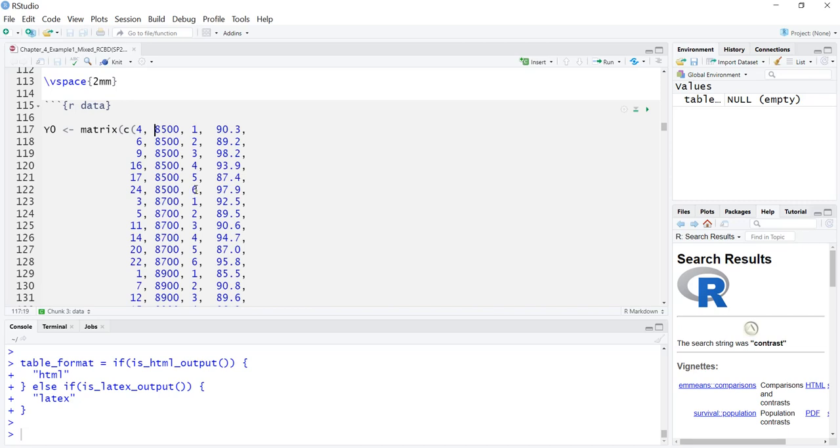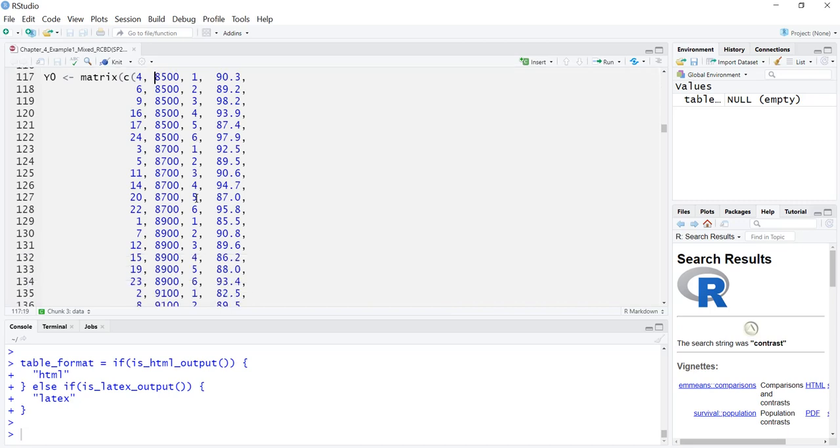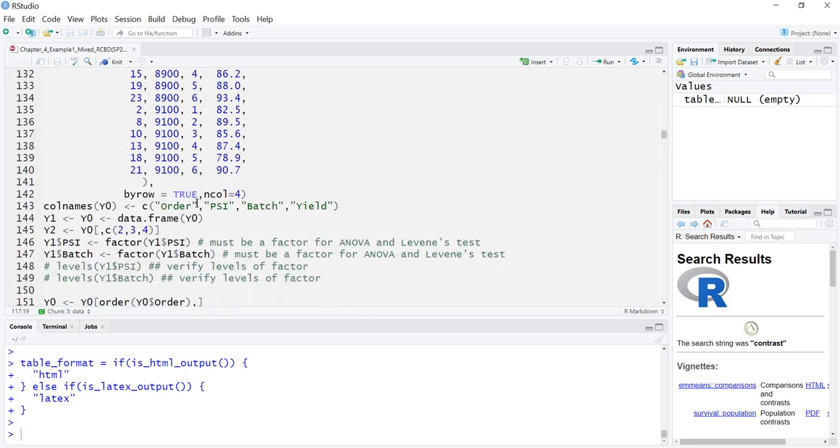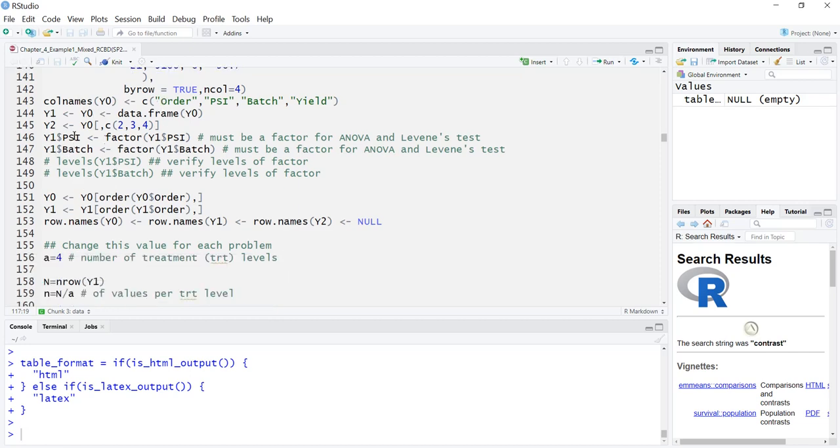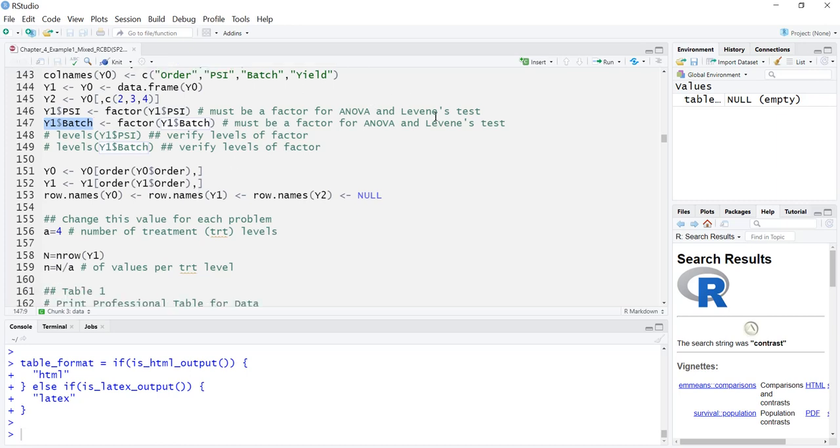But 6 is not a better batch than 5 or higher or something. It's just 1, 2, 3, 4, 5, 6, and they were randomly chosen. So this has random effects, but we're not worried about those at this point. But here we're making PSI a factor, and we're making batch a factor. They have to be a factor for Levene's test if you were using this for Levene's test, or the ANOVA in this case, for it to work correctly.